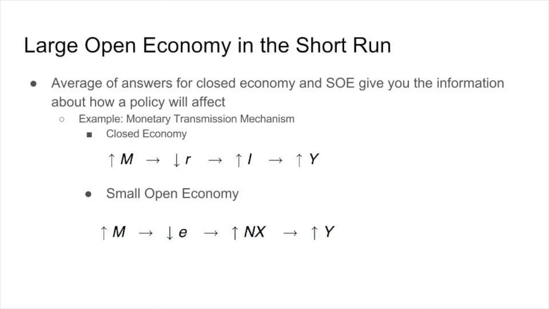The large open economy in the short run is modeled as the average of the closed economy and the small open economy. The average of these two can give you information about how a policy will affect it. An example is the monetary transmission mechanism. In a closed economy, an increase in M will result in a decrease in R, which will result in an increase in I and therefore an increase in Y, whereas in the small open economy, an increase in M will result in a decrease in E, which will cause an increase in NX and will still result in an increase in Y. Therefore, in a large open economy, monetary transmission mechanisms take place along both dimensions.